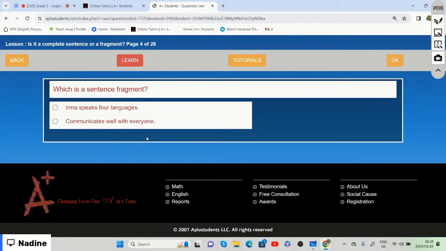If we choose the sentence fragment, we're going to say it is the second option. Because the first one is a complete sentence. There we have Irma, which is the name of a person, the subject. Speaks is the action, which is a verb, which means that the first one is a complete sentence, whereas the second one is missing a subject. So the second one is correct. Well done. Yes, the second one doesn't say who, it only says what is being done.